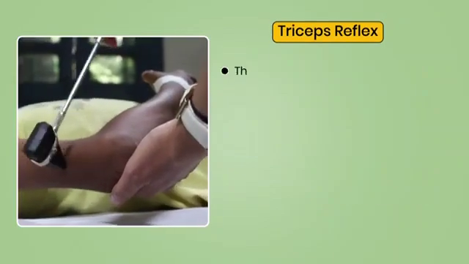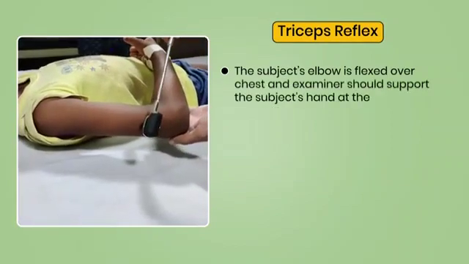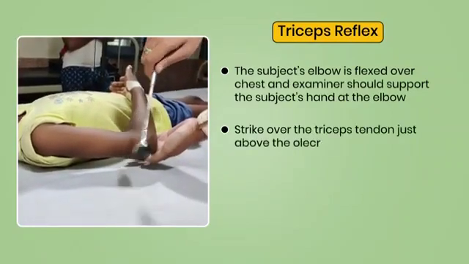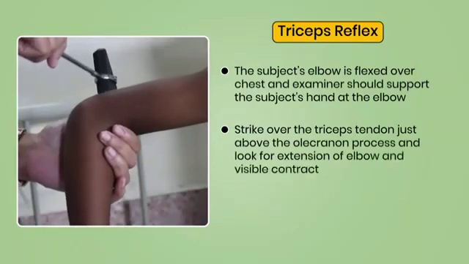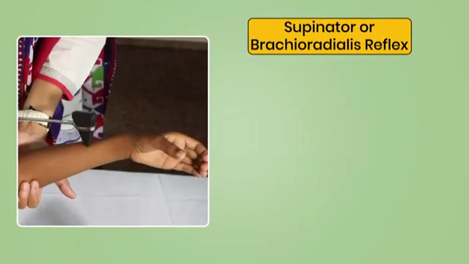Triceps reflex. The subject's elbow is flexed over chest and examiner should support the subject's hand at the elbow. Then strike over the triceps tendon just above the olecranon process and look for extension of elbow and visible contraction of triceps muscle.